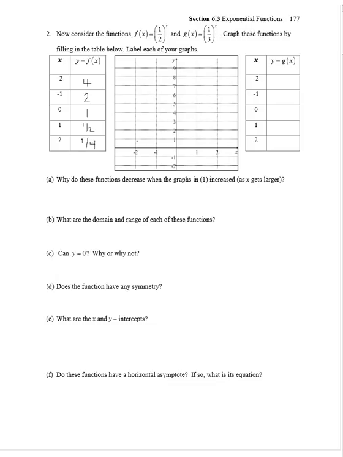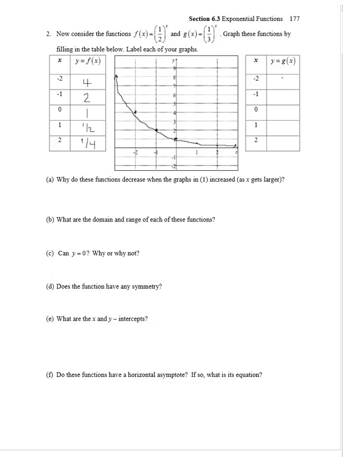So if we graph that, we have negative 2, we have 4. At negative 1 we have 2. At 0 we have 1. At 1 we have 1/2. And at 2 we have 1/4, which is hard to graph, but that way, it kind of slopes up this direction. Pretend I actually hit the points.